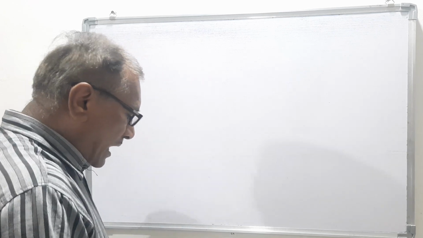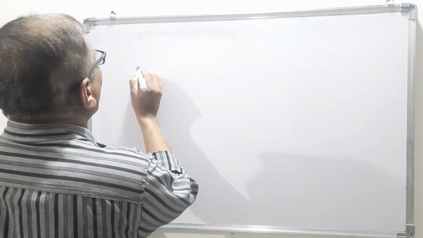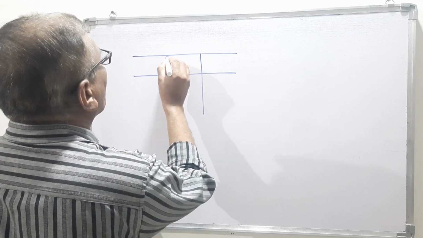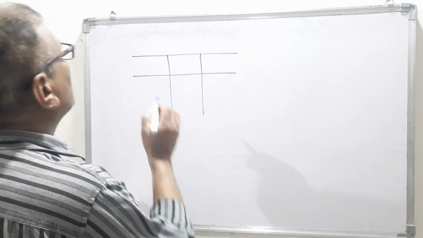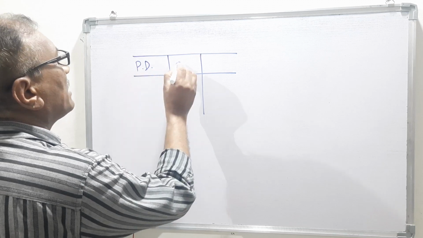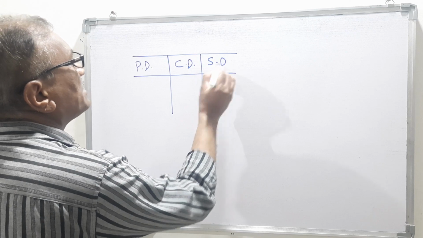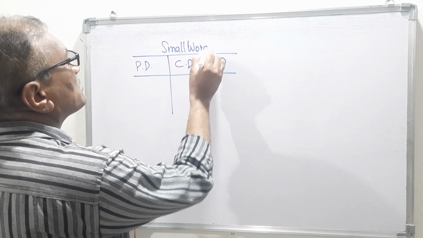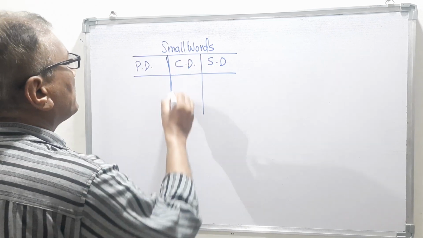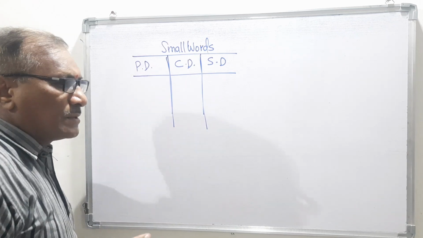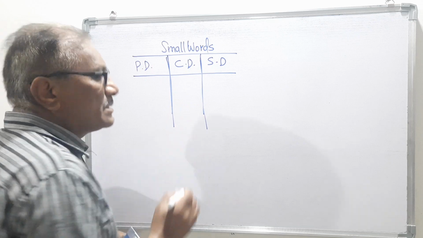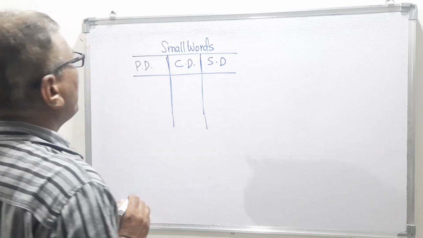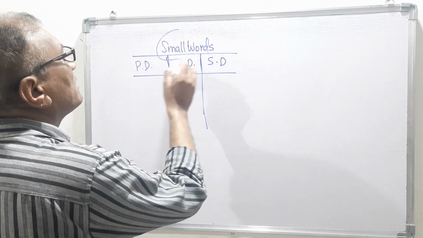To see them, I will give you the chart. Remember, this is the chart, and in this chart I will give you three types of words. The first is PD, the second is CD, and the last is SD. And this is about the small words. Remember, PD means positive degree, CD is the comparative degree, and SD is the superlative degree. These are the small words.